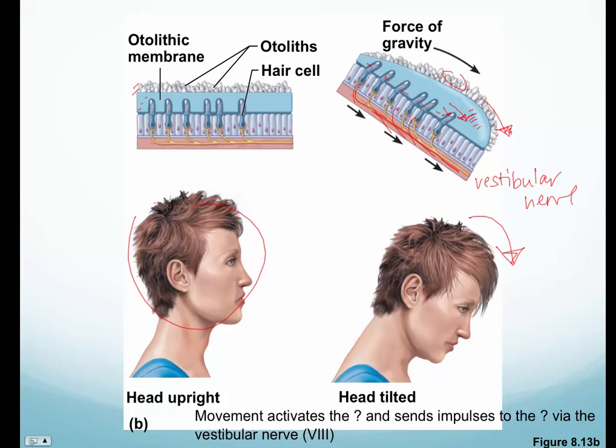And so what happens? All the movement activates the hair cells, and it's going to send the impulses to the cerebellum through the vestibular nerve, number 8. Okay, and remember, the cerebellum is for your balance, for your coordination, and this helps maintain and direct your entire state of where you're going, up and down, left and right.